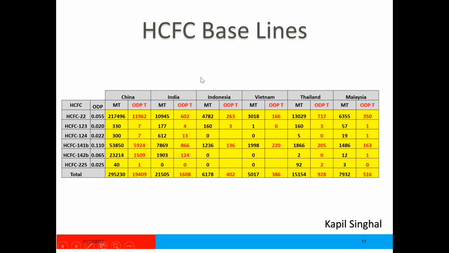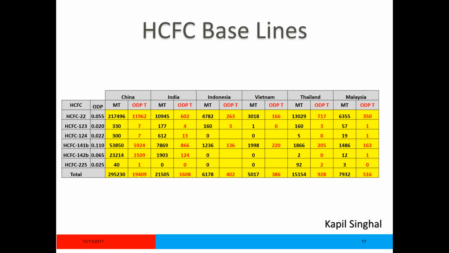For other countries, smaller countries like Indonesia, they have 400 ODP ton of baseline, and again the 141B component is very small, versus Vietnam, where the 141B component is very, very high as compared to 22, and there is almost nothing else. Similar to China, Thailand and Malaysia are there. They have a limited amount of 141B, because most of their CFC phase-out of foam went to hydrocarbons. So it's only a certain amount of application which is still working on 141B. The rest is already phased out. So that's why their baselines are smaller and the contribution of 141B was smaller.